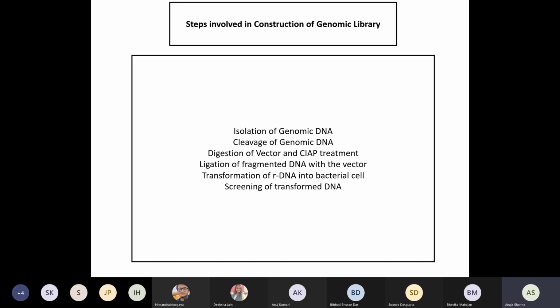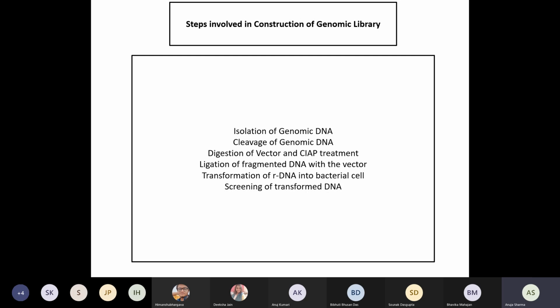And suppose for mammalian cells, we do not have a cell wall, so we just have a cell membrane, which is easily breakable. So we can choose a different method of lysis of cells for that organism. Then, once you have isolated the complete genomic DNA from the organism of interest, you need to cleave it using restriction enzymes.